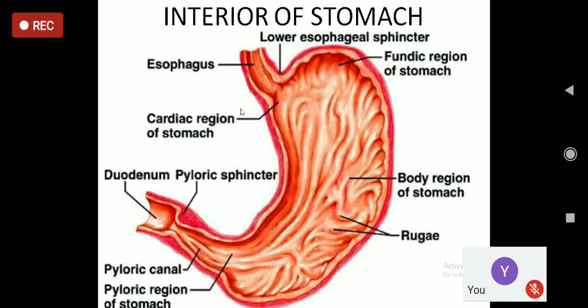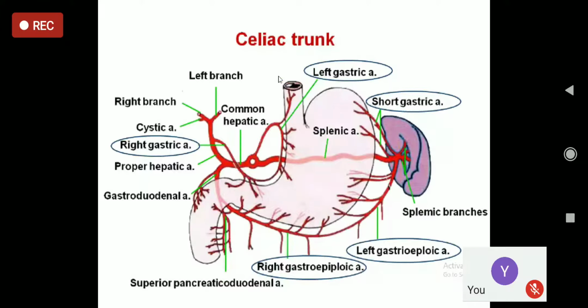Here this is the cardiac orifice, which lacks a proper anatomical sphincter, and here this is the pyloric end, guarded by the pyloric sphincter. Can you see this pyloric sphincter, which is formed by thickening of the circular muscles of the stomach itself? The pyloric end is guarded by the pyloric sphincter, and the cardiac end has the lower esophageal sphincter. So this is about the interior of the stomach. Then we'll go to the blood supply of the stomach.